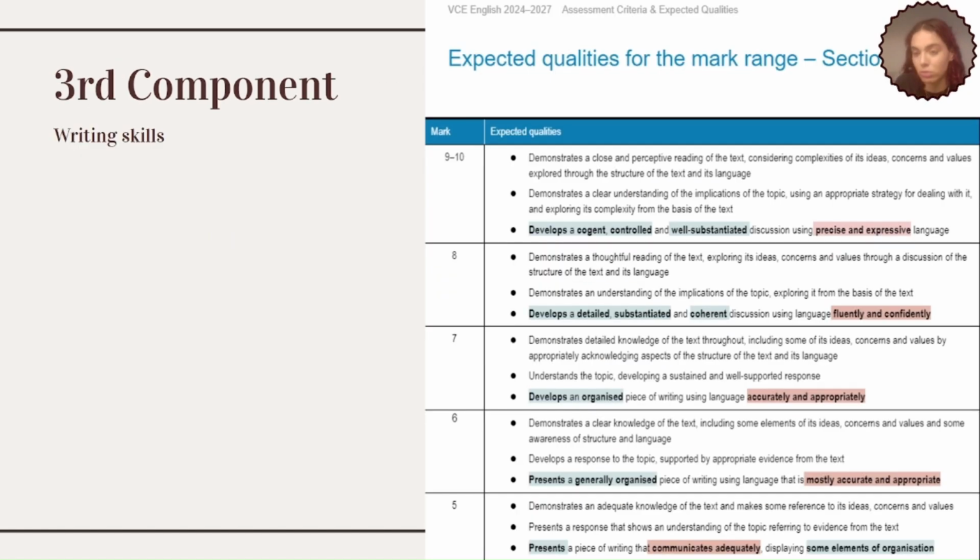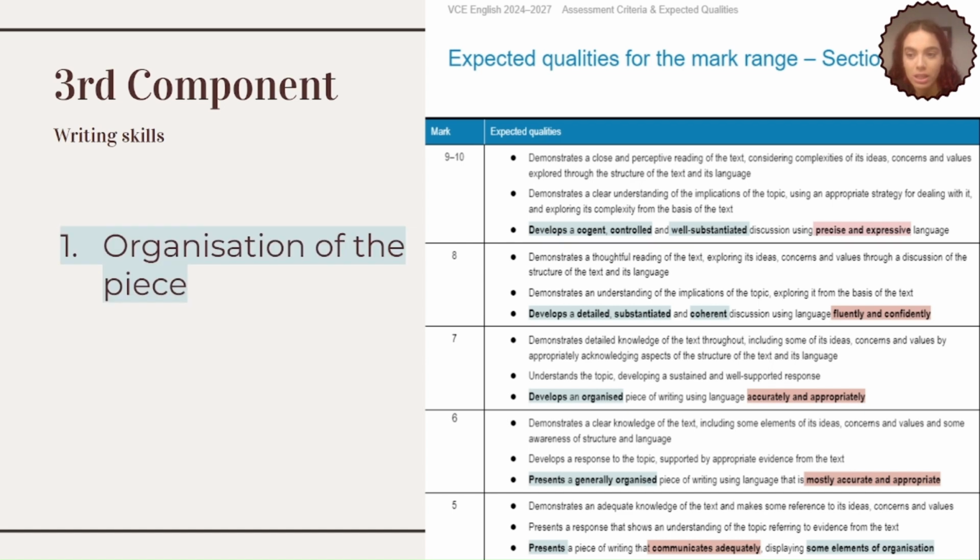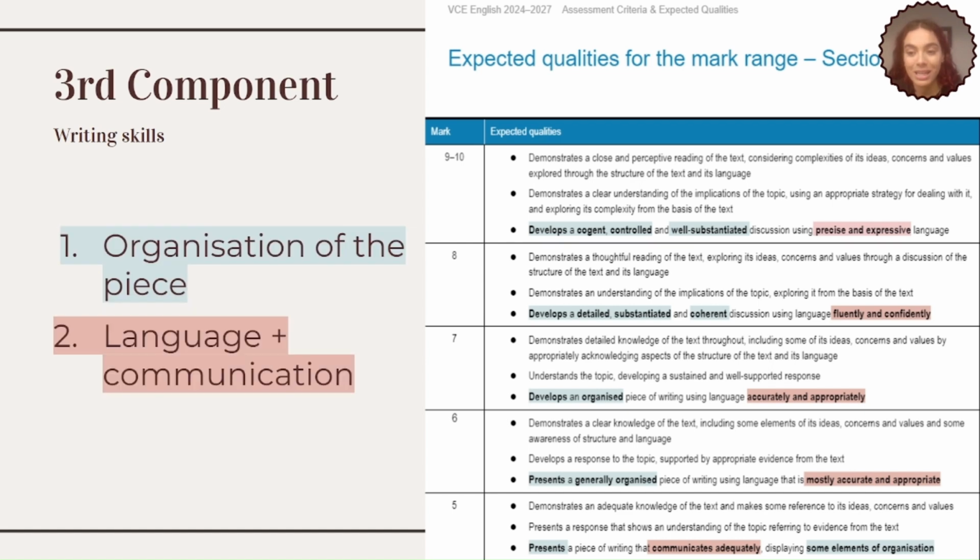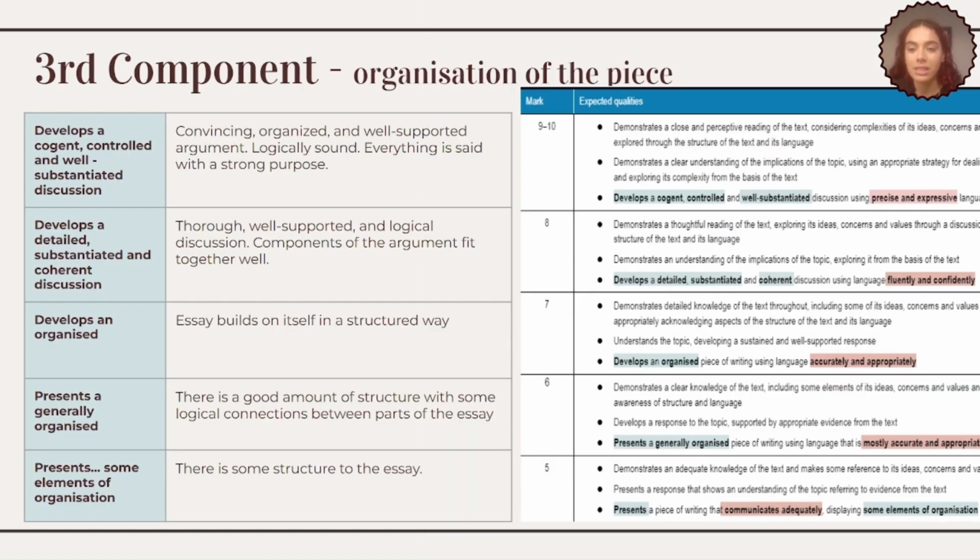Let's look at the final component of the rubric. This is talking about your writing skills. So, how organized your piece is and your language and communication, your writing essentially, all right? So, let's talk about organization of the piece. This one is where we start getting into some fancier words.